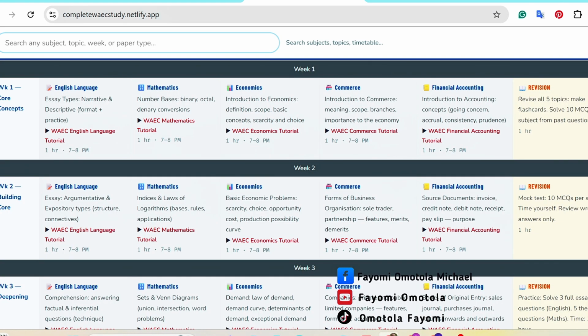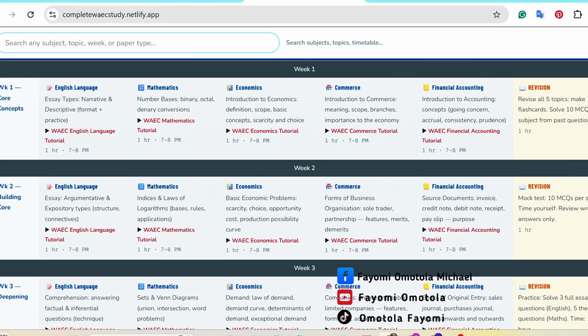Now, Saturday, you can then revise the 5 topics, make flashcards, solve 10 MCQ, that's the objective questions, for each subject from past questions within 1 hour on Saturday. And you go on like that into the second week, the third week, the fourth week, 1 month, 2 months, 3 months, 6 months. The 6 months cover the whole thing. If you don't round up into 6 months, it will be as if you stop abruptly. So make sure you have access to go through from month 1 to month 2 to month 3 to month 4 to month 5 to month 6. The same thing for science and for art.